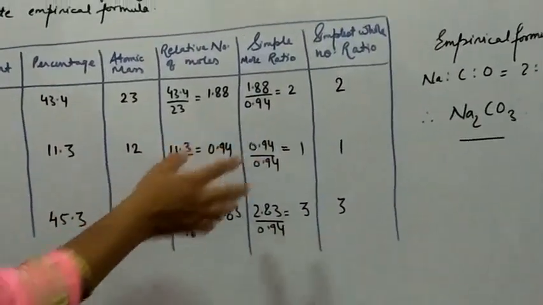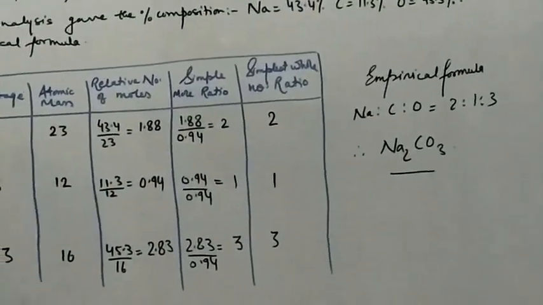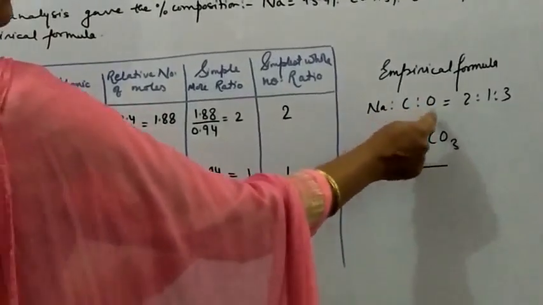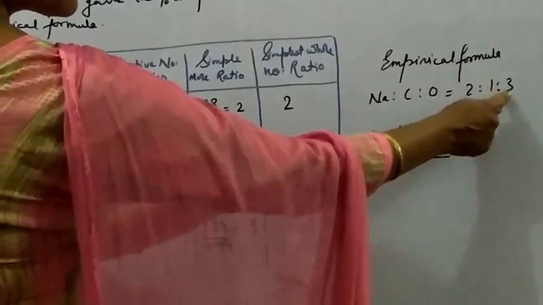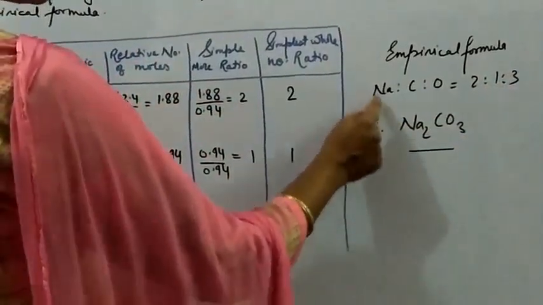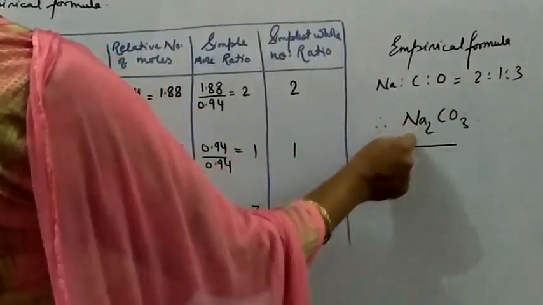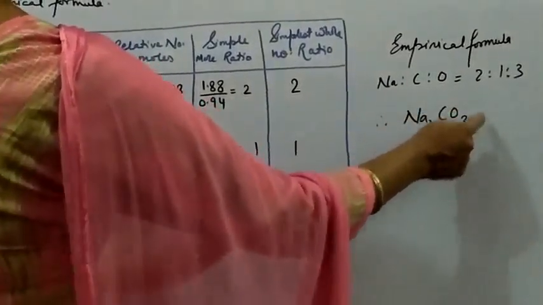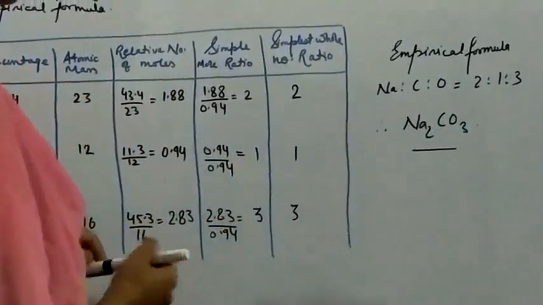Now we will just write down the empirical formula. So what is the empirical formula? The ratio of sodium, carbon and oxygen, in the simplest whole number ratio, that is 2:1:3. So students, what is the simple ratio in terms of sodium? It is 2, carbon it is 1 and oxygen it is 3. So the empirical formula will come to be Na2CO3.